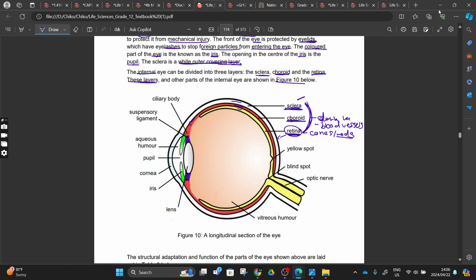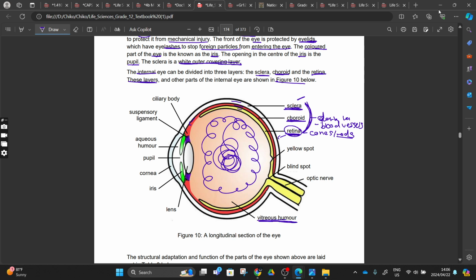In these layers we have a hollow space, and this space is filled by something called the vitreous humor. It is a jelly-like substance, and we also have liquid-like substances. You know the difference: jelly-like is like gelatin, and liquid is a liquid. So this ball of ours is filled by the vitreous humor, a jelly-like substance, right?